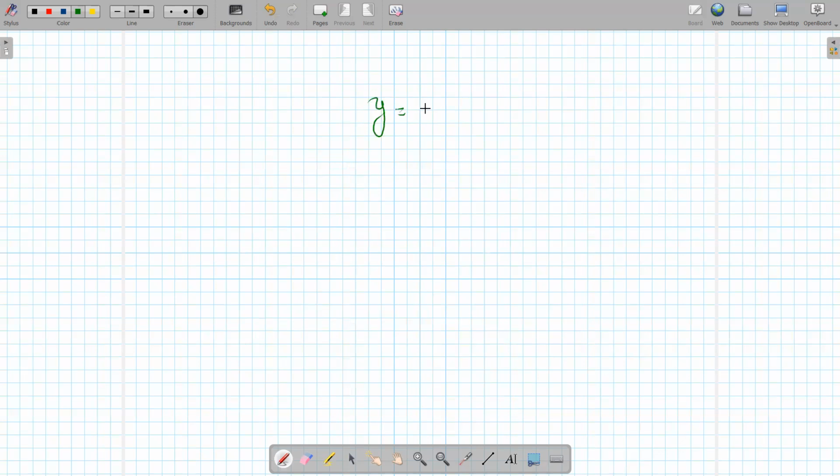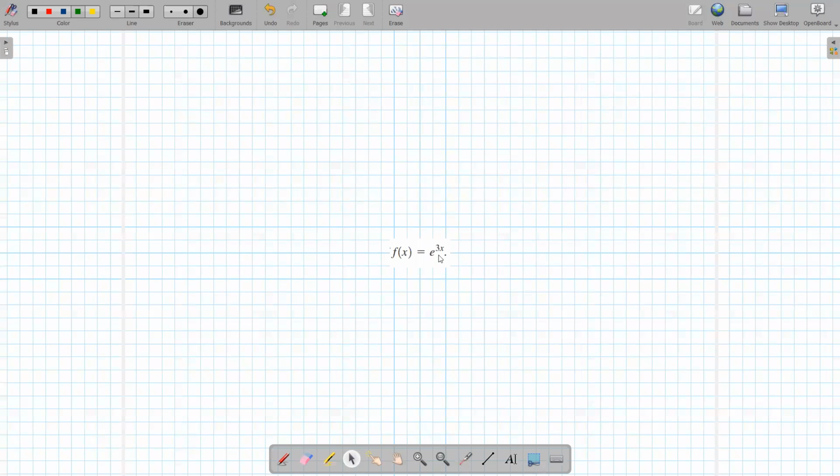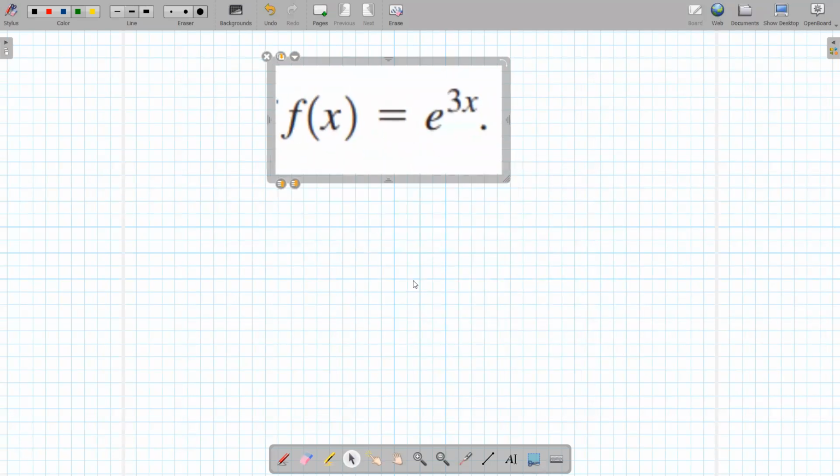Next we're going to look at e to the power of f of x, okay? The derivative of e to the power of anything is itself. So you're literally going to rewrite the question that they gave you, but then you're going to have to multiply by the chain rule component. It's going to be f prime of x, which means the derivative of the exponent.